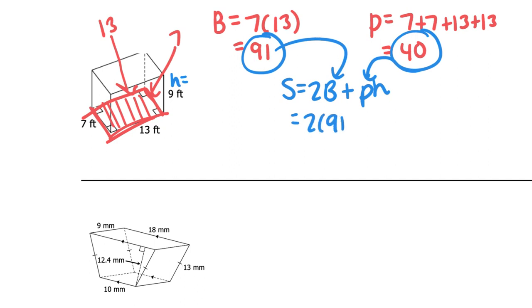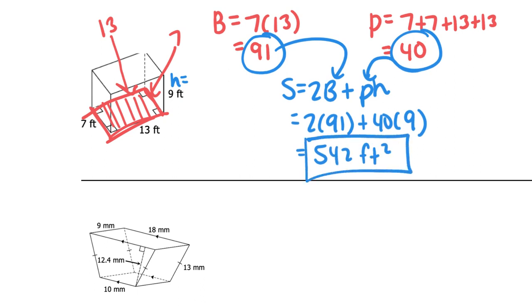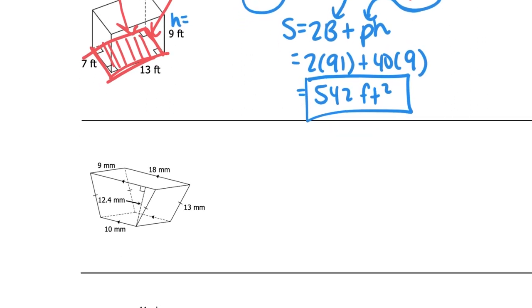So it'd be 2 times 91 plus 40 times my height, which is 9. Plug that into the calculator and you should get 542 square feet. So that's your final answer on that one.